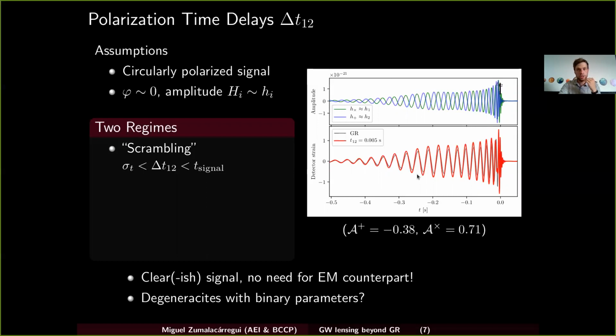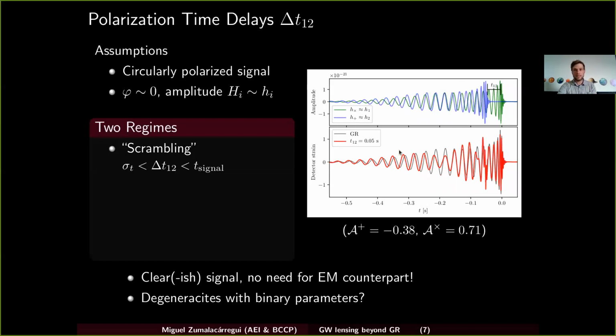We are in a regime in which we receive the two polarizations at the same time in the detector, and they generate some interference pattern. So this is showing a 5 millisecond time delay. It's a subtle effect.